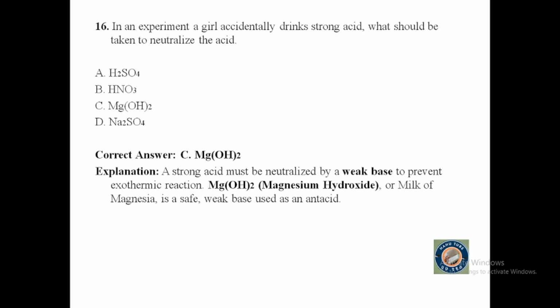The answer is magnesium hydroxide, because a strong acid must be neutralized by a weak base to prevent exothermic reaction. Magnesium hydroxide or milk of magnesia is a safe, weak base used as an antacid.